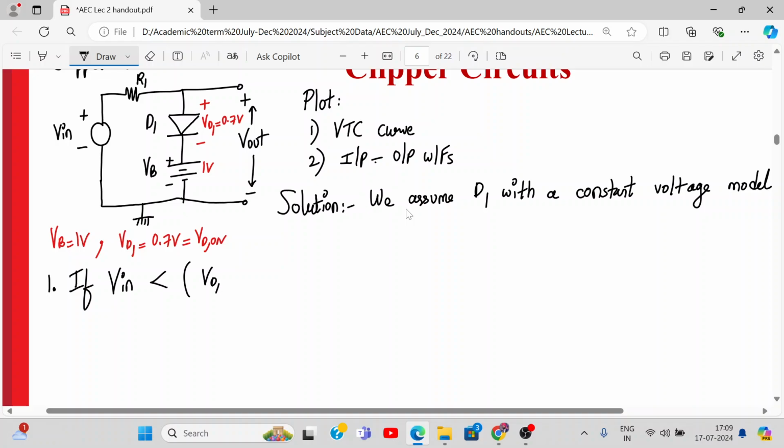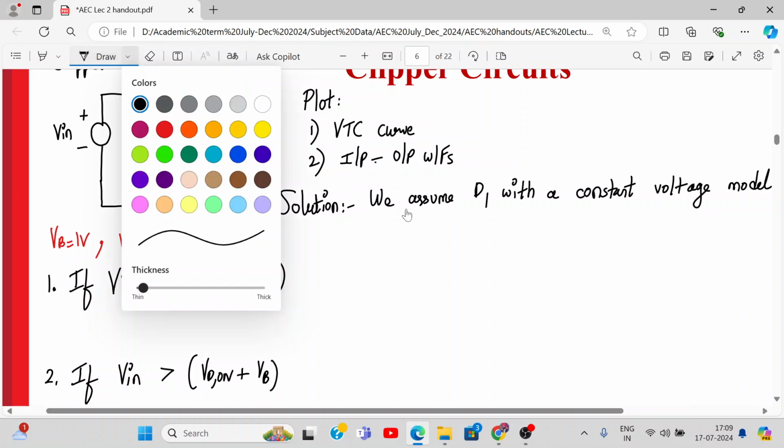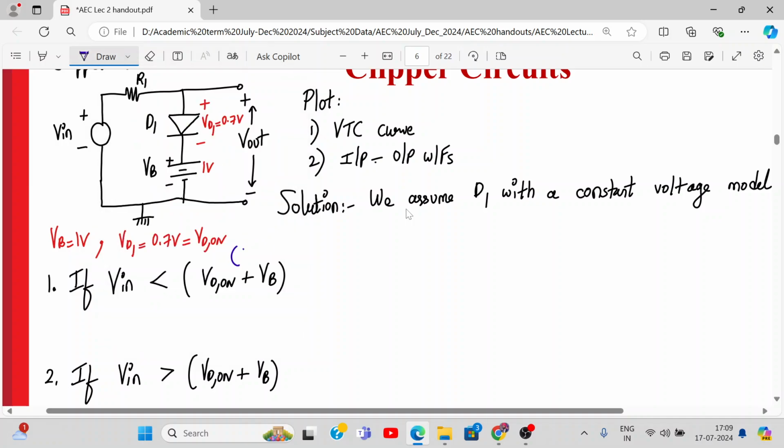Yeah, the first condition will be V in less than VD on plus VB, and the second condition will be V in greater than VD on plus VB. So this is the boundary. We know what this number is. Can you tell me? 1.7 volt. Yes, exactly. So I don't have to tell you, the clipping level is just getting increased.